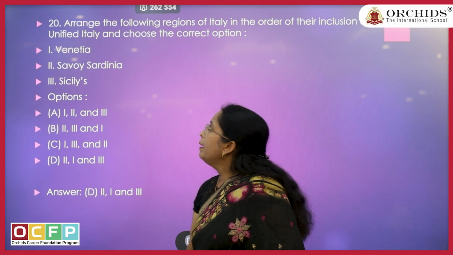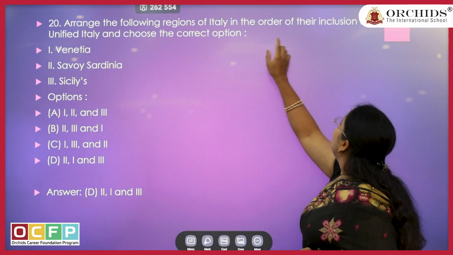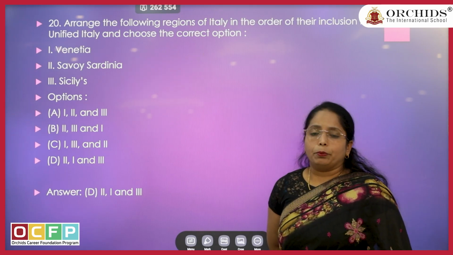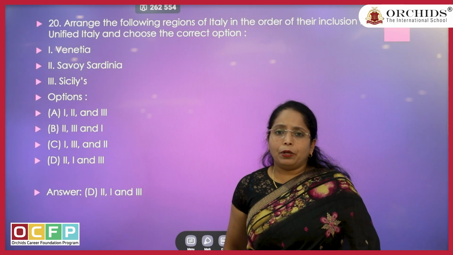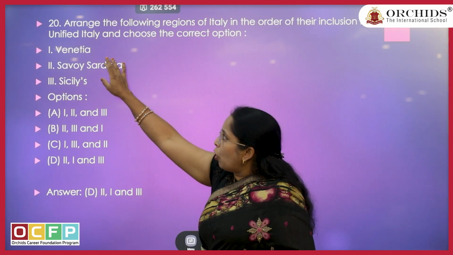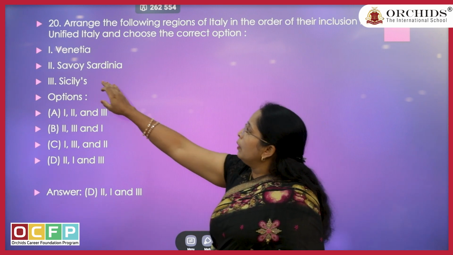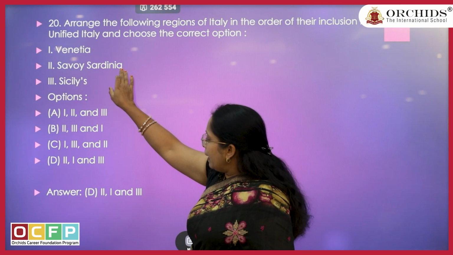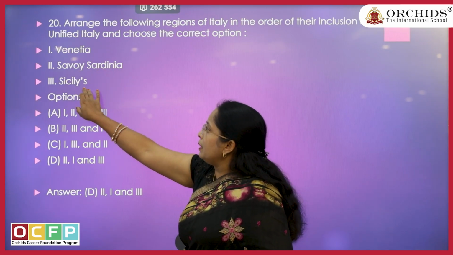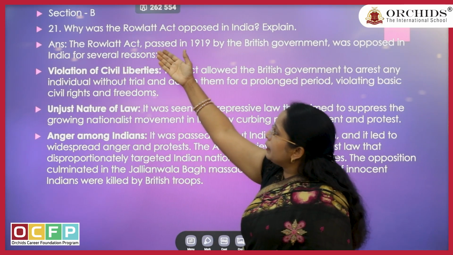Question number 20 is, arrange the following regions of Italy in the order of their inclusion in the unified Italy and choose the correct option. Students, you know how Italy was unified? How different states came together? Now we have here the options. The right answer is D, second one, first one and third one. Savoy, Sardinia, then Venetia, then the third one is Sicilies. Option number 20.